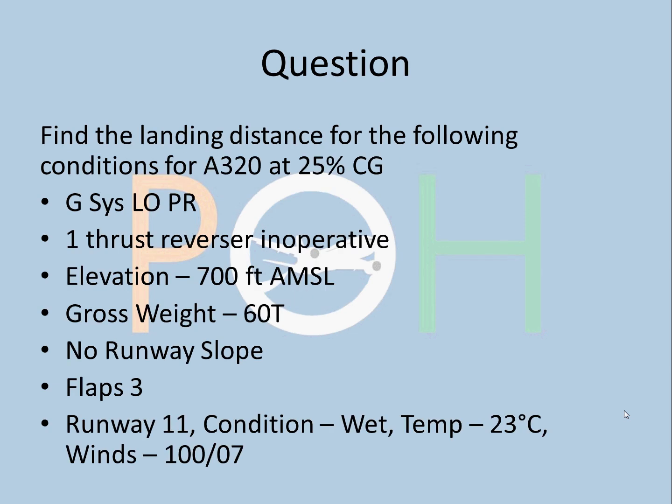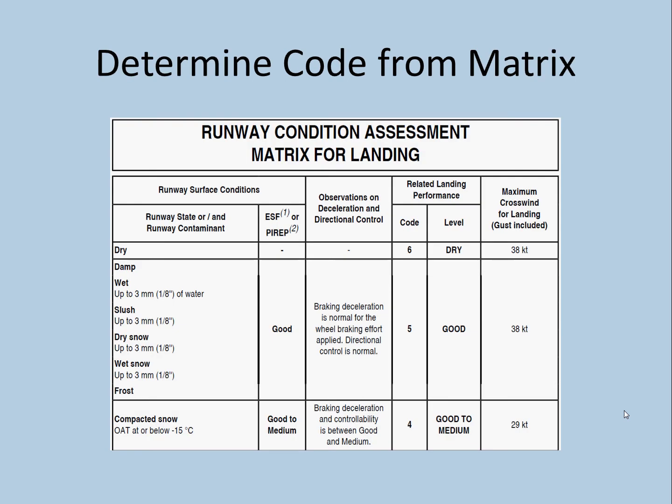This is the question that we are going to work on, so kindly note this down. Find the landing distance for the following conditions for the Airbus 320 at 25% CG. Green system low pressure is the failure that we are dealing with. It's a hydraulic failure. One thrust reverser inoperative. Elevation of the airfield is 700 feet above mean sea level. Gross weight 60 tons. No runway slope. Flaps 3. Runway 11 conditions are wet. Temperature 23. And winds are 100/07 knots.